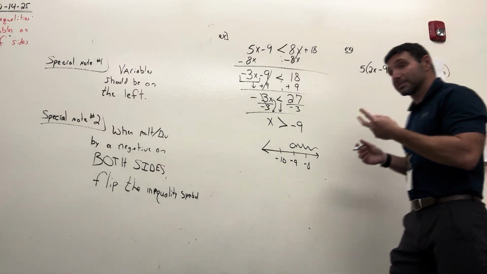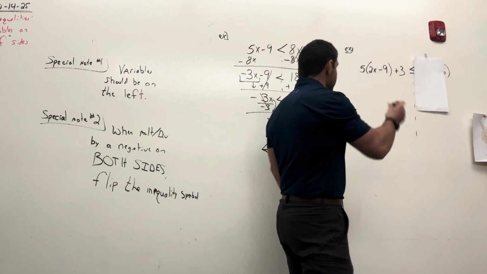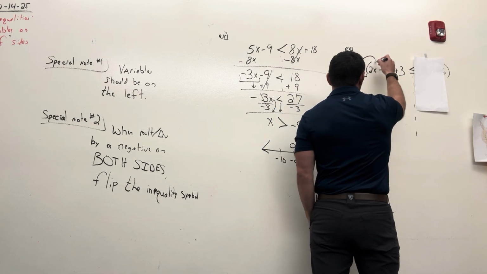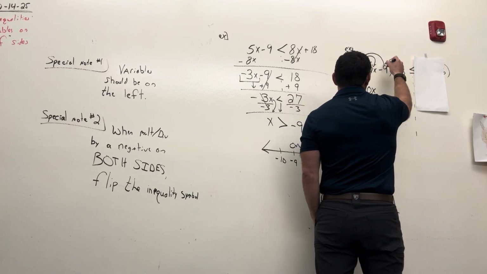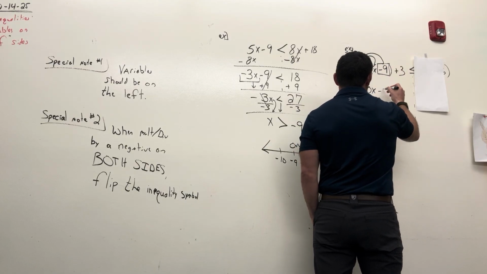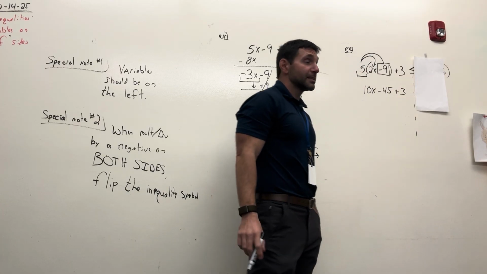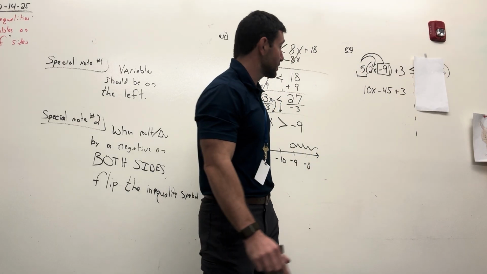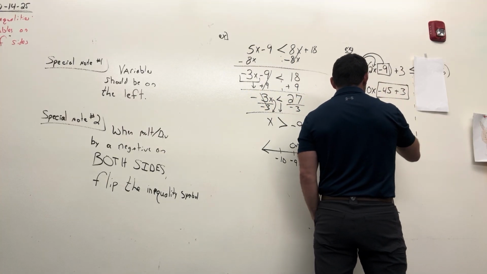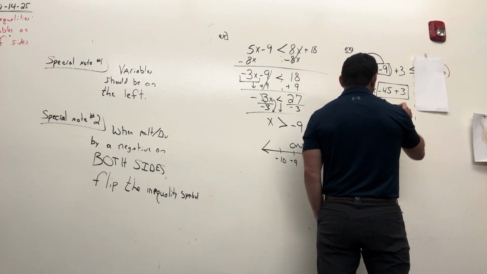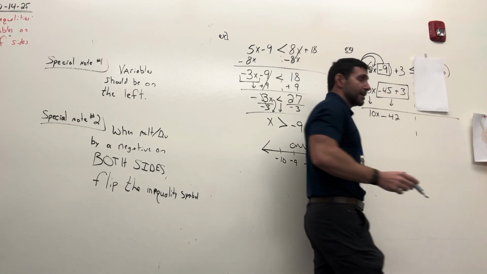So step 2 is distribute if needed. Well, I need to. There's a number smack dab up against parentheses. I'm taking this 5, multiplying it by 2x is 10x. I'm taking this 5 and I'm multiplying it by a -9, which is -45. The 3 comes down. Step 3, combine like terms on the same side. -45 plus 3, so 10x comes down. That gives me -42. And it's not going to work.